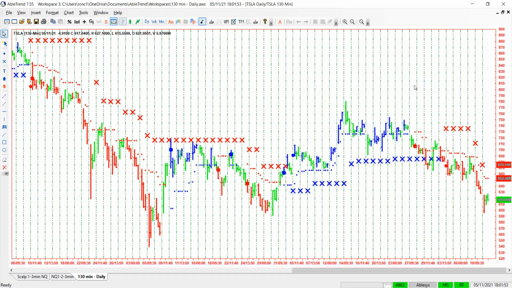Okay, so I have a stock chart up here. This is Tesla. And the software AbleTrend is going to work just the same, just as accurate for stocks as it is for futures, the same way it is for longer term stock trading, the same way it would be for intraday futures trading. This is a 130-minute daily combination because we always combine 2 time frames.